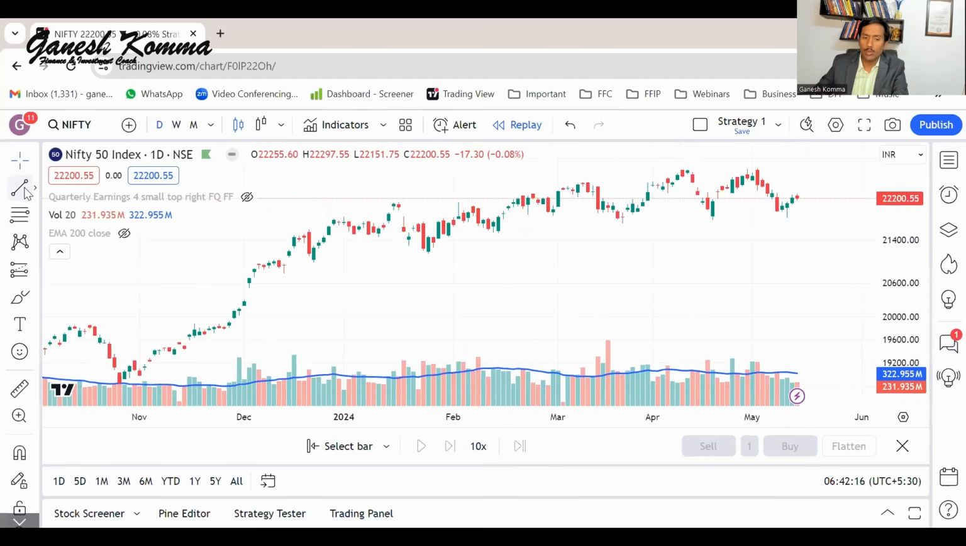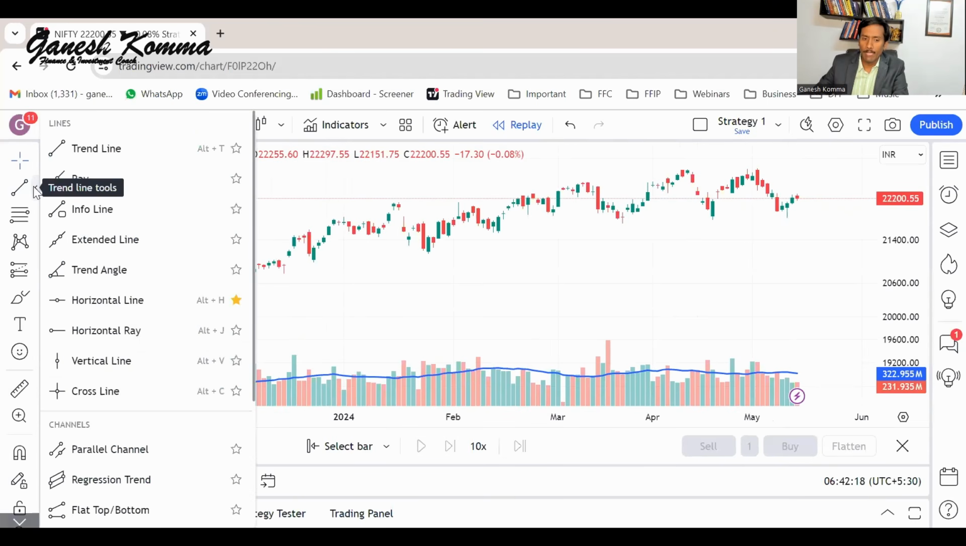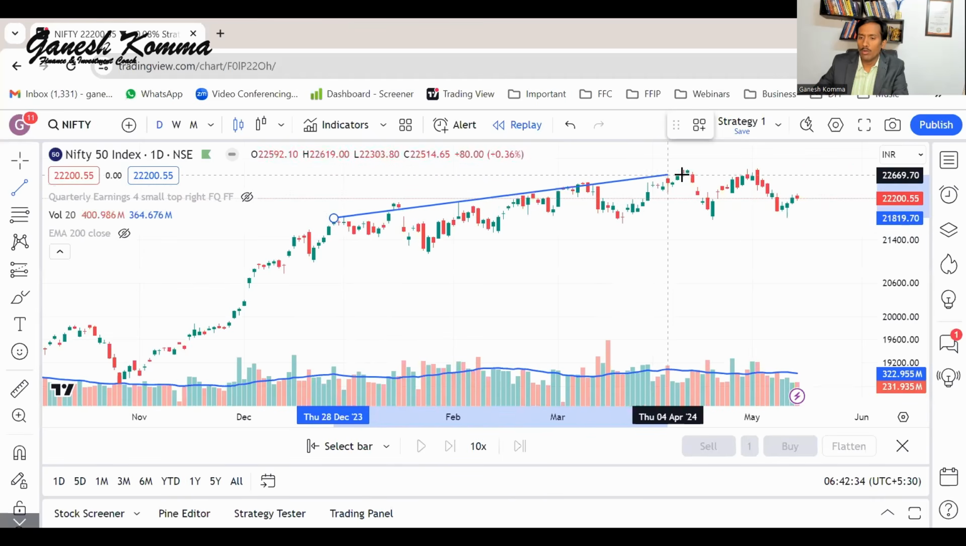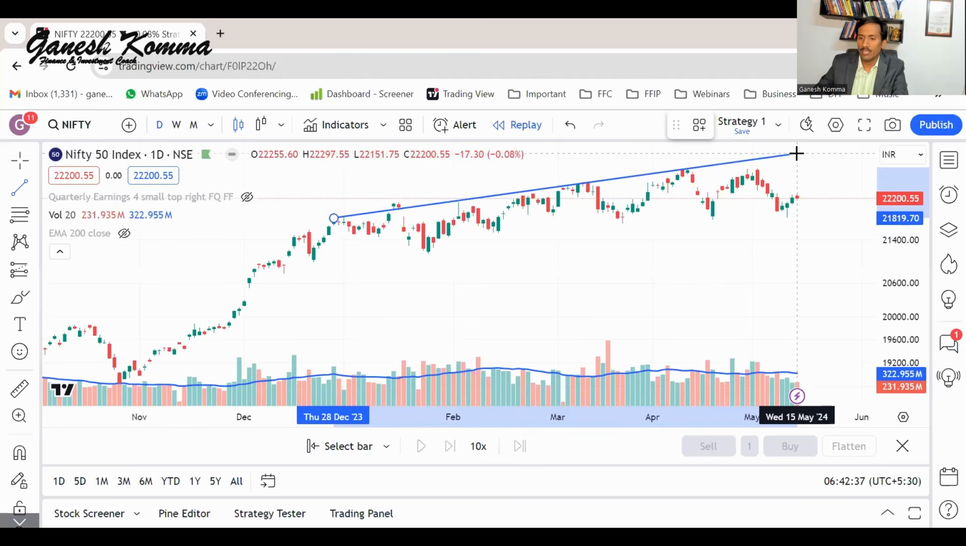So I'll go to the tools here in TradingView and select the trend line, and the shortcut is Alt plus T, right? Alt plus T also you can draw. So I pick up the trend line and I'll be connecting the dots, right? What I require is two or more points to connect. So if you see here, I've connected here, I've connected here, I've again connected in March, April. So this is a trend line which I've drawn.